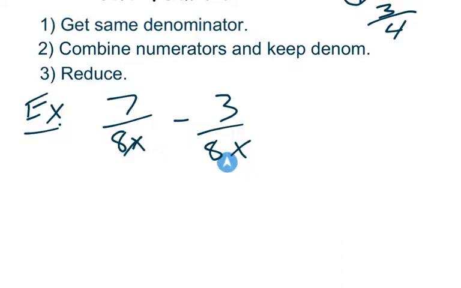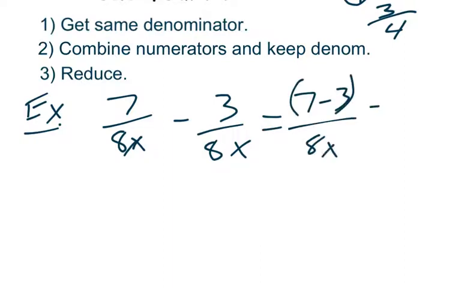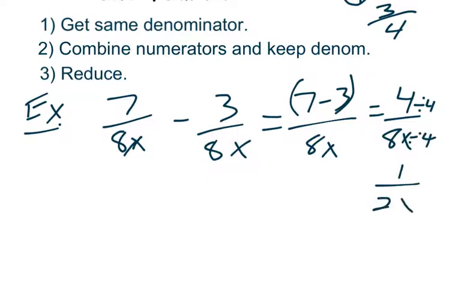So we can just combine our numerators. So 7 minus 3 we combine. And 7 minus 3 of course is 4. It's 4 over 8x because we leave our denominator the same. And then we have a common factor of 4. So divide it by 4, divide it by 4. And we get 1 over 2x.